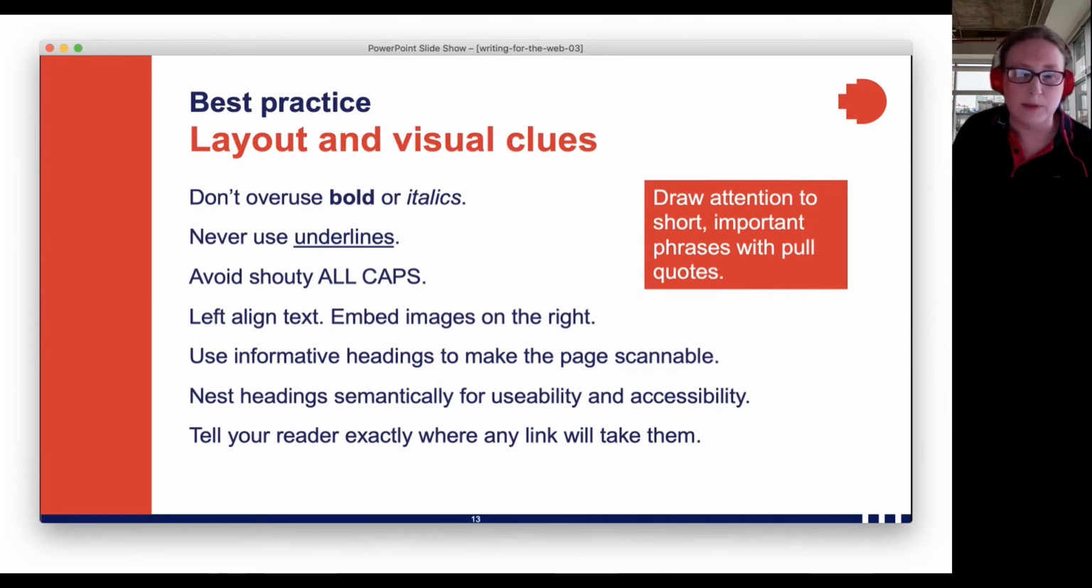Again, for accessibility and usability, make sure your text is left aligned. What that means is that if your text is always following the same line down the page, your reader's eyes are always snapping back to the same place. It's comfortable and it really helps people who are having any sort of cognitive difficulties reading your content. Images, pull quotes, anything that is less important than the text can go over on the right.